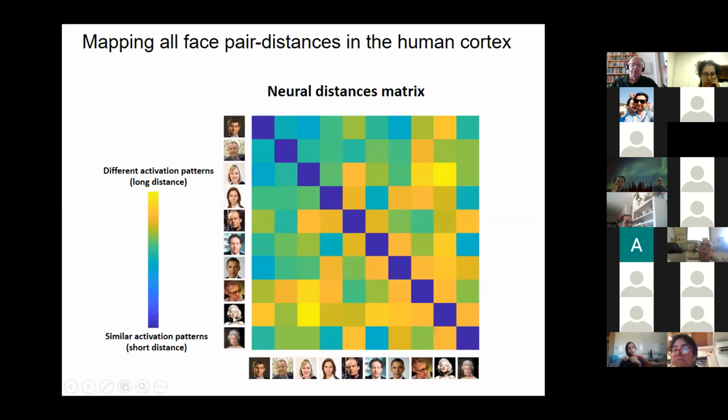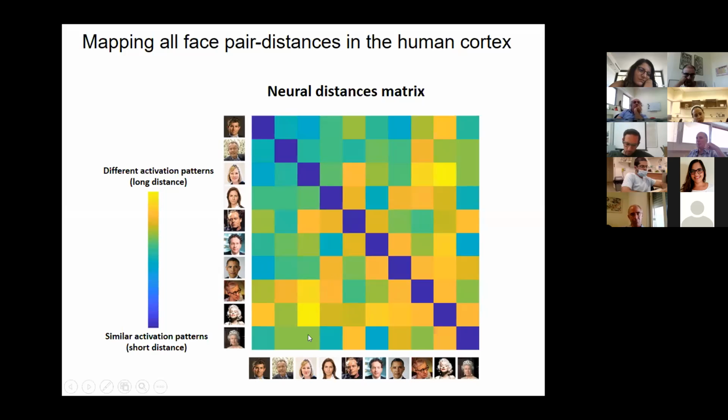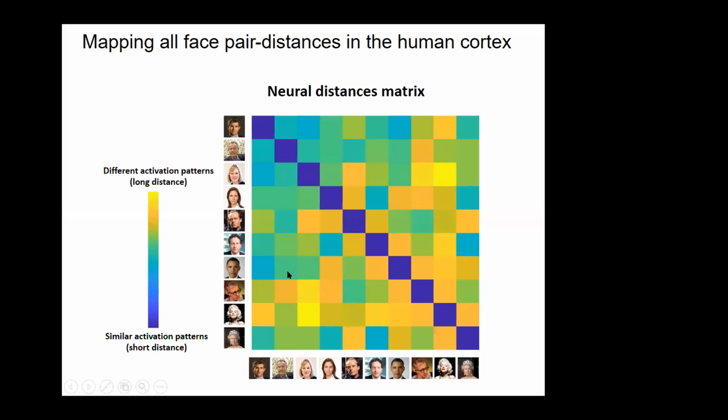You can plot all the pair distances of all the towns in Israel, and you can immediately see that some pairs have very long distance, in other words, very different activation patterns, while other pairs of faces have very short distance. In other words, they activate in a very similar profile.